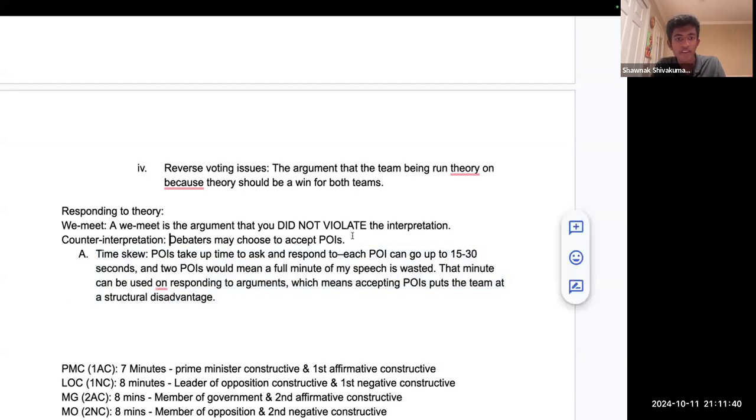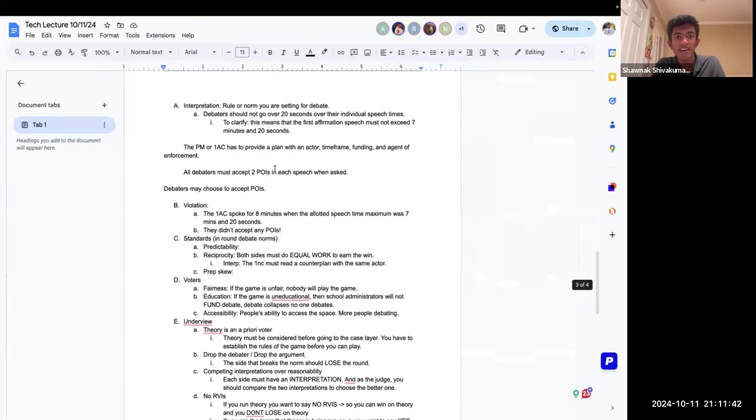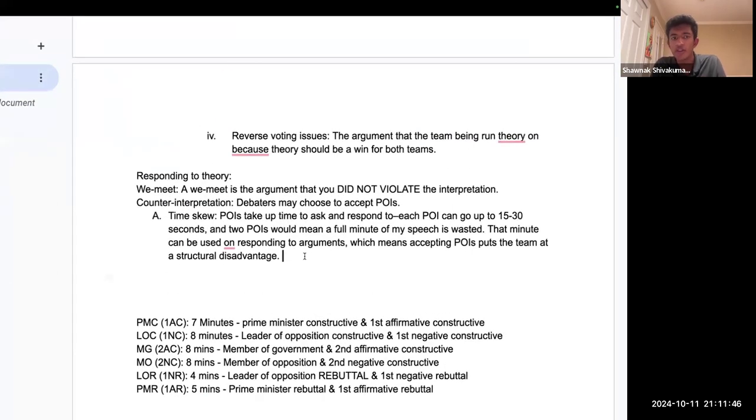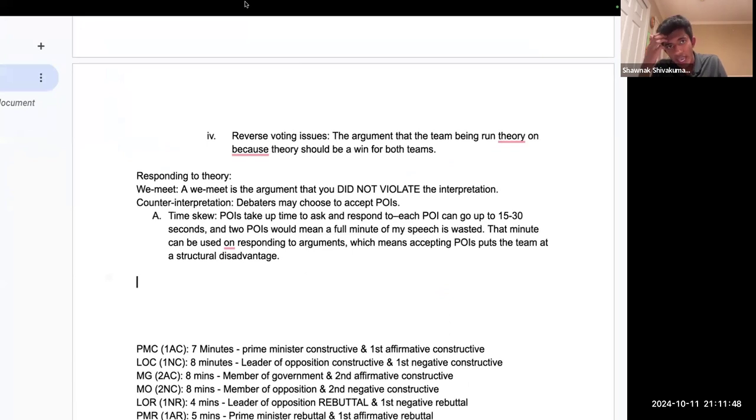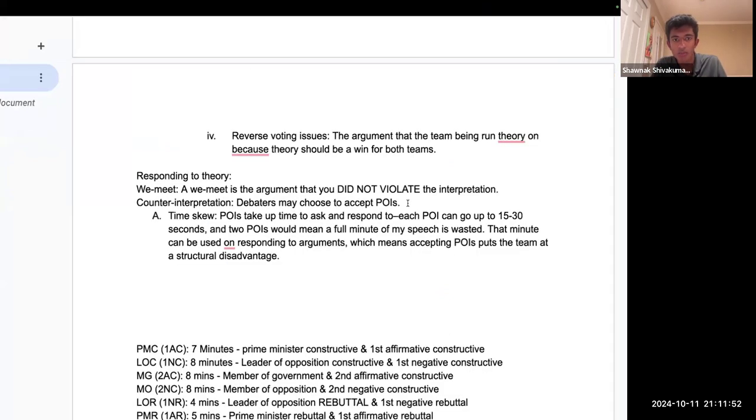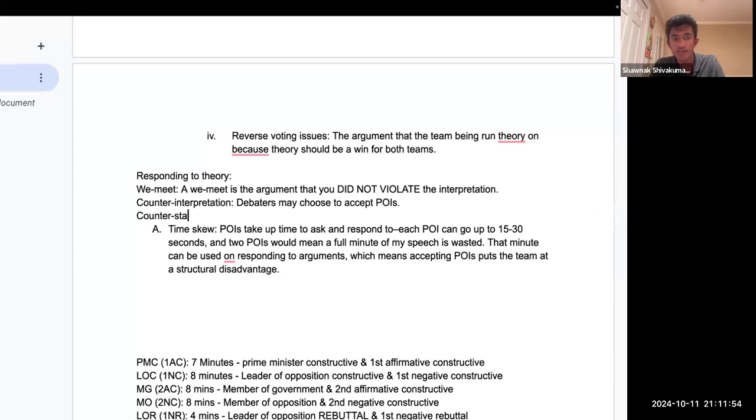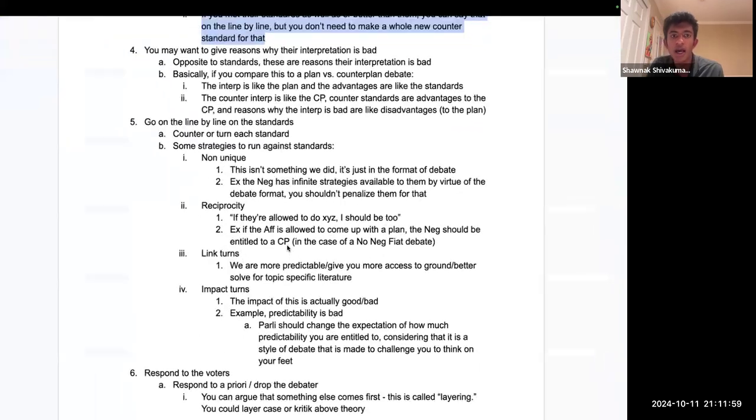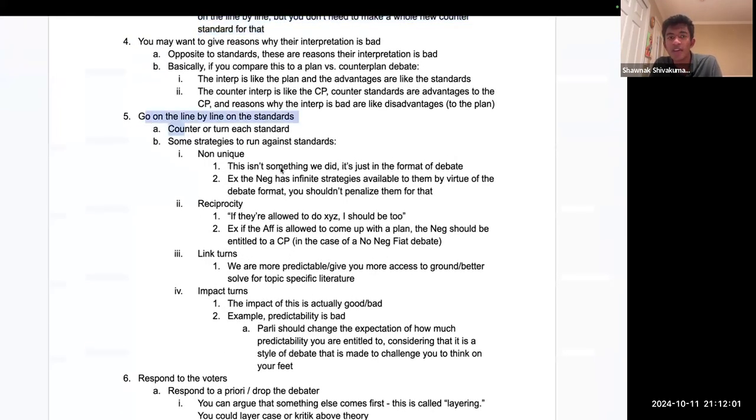This is a reason why this interpretation is better than this interpretation. Okay, now you just need 1 to 2 counter standards. You don't need a lot. After your counter interpretation, or after your counter standards, oh, sorry, I should call this counter standards. You then go into the line by line of the standards.